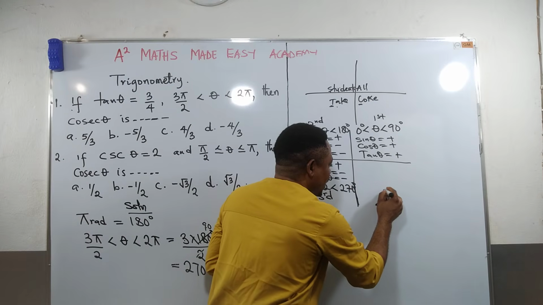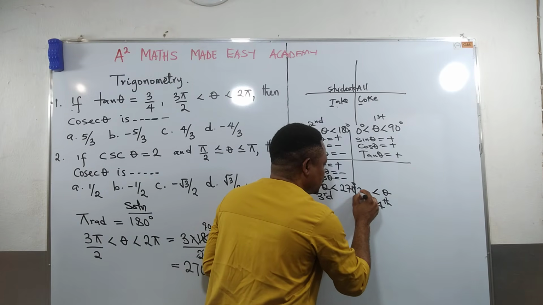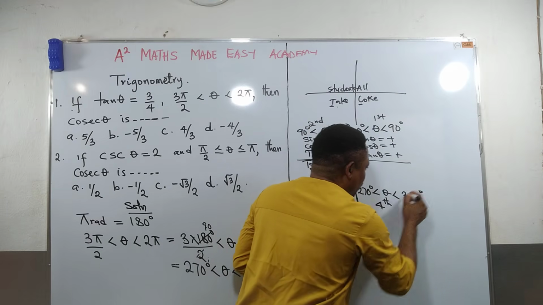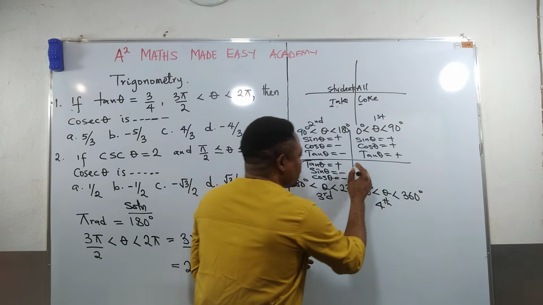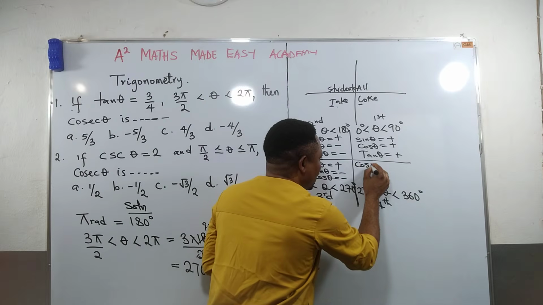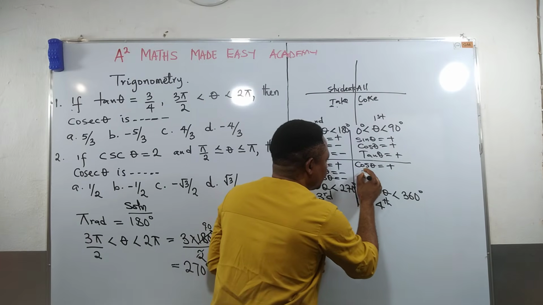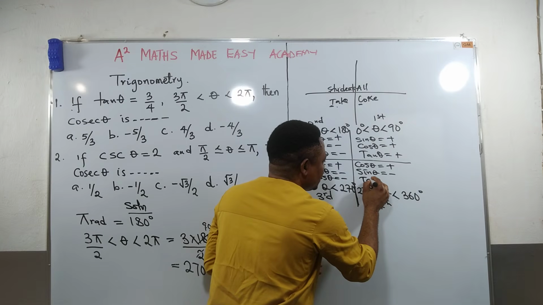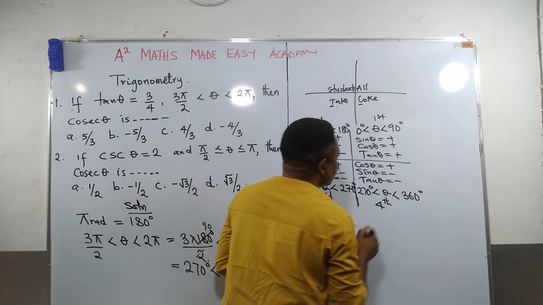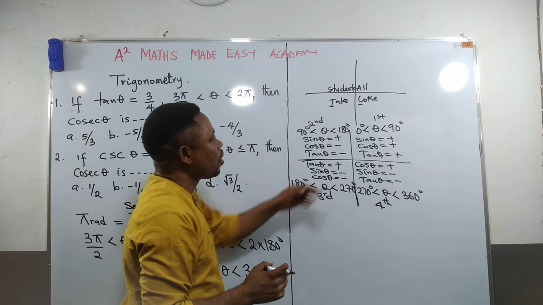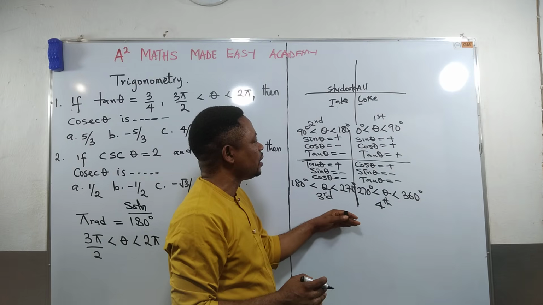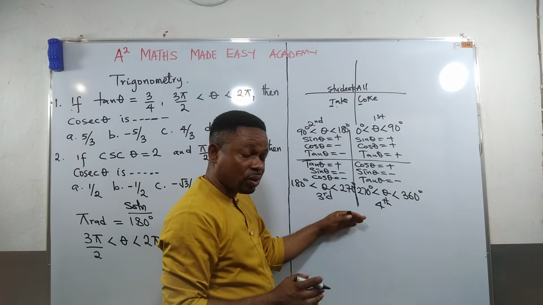And the angle says that theta is greater than 270 but less than 360 degrees. Are you with me? Now in that case, that Coke means cos theta is positive, while sin theta is negative, and tan theta is also negative. Now this is what we mean by All Students Take Coke.